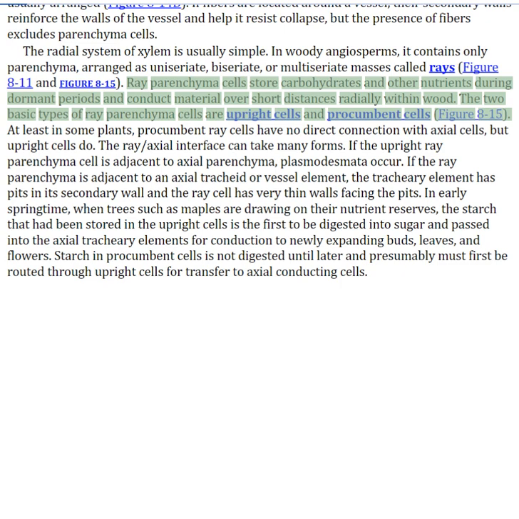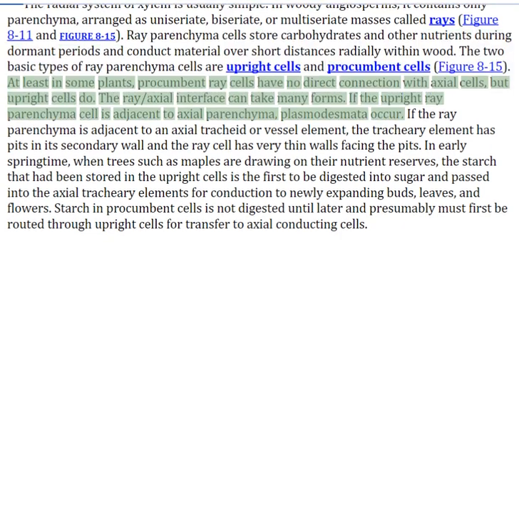The two basic types of ray parenchyma cells are upright cells and procumbent cells. At least in some plants, procumbent ray cells have no direct connection with axial cells, but upright cells do. The ray-axial interface can take many forms. If the upright ray parenchyma cell is adjacent to axial parenchyma, plasmodesmata occur.